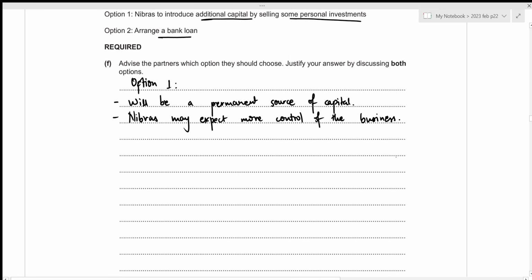Okay, it's of 7 marks, so we need to write down one more point. And if Nibras introduces additional capital, it will not affect the profit for the year, because the partnership would not have to pay any sort of interest on this additional capital. Let's write it down. Will not affect the profit for the year, or profit before appropriation.